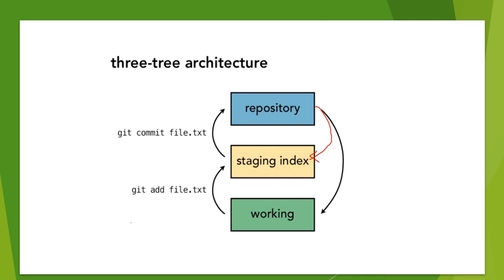The second option is, okay, I want to revert the commit and move those files to the Git working area. The third option is, once we revert the commit, I don't want to retain those changes neither in the staging area nor in the working area, so I will discard those changes straight away. So these are the 3 options to revert the commit.